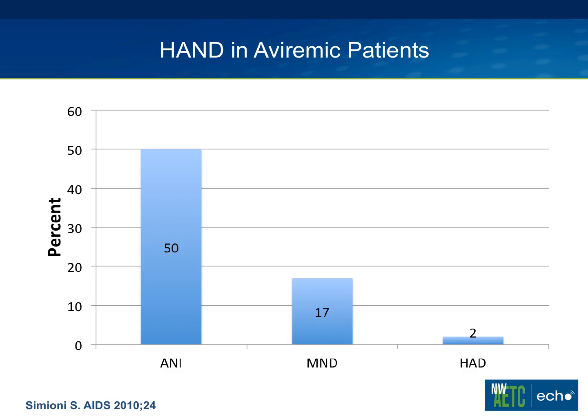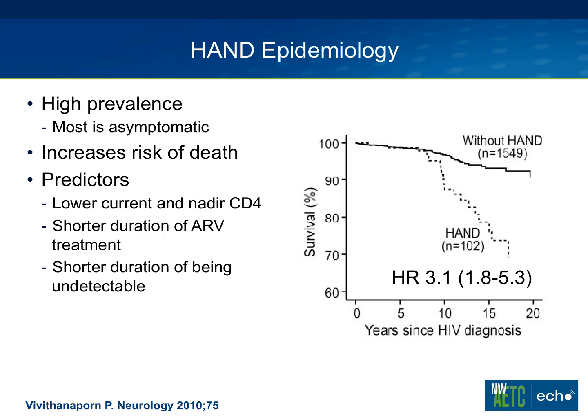This is a study that was done by an Italian group. It's a convenient sample of 100 individuals, and they estimated that 50% had ANI, 17% MND, and 2% HAD. So actually pretty similar to what was seen in CHARTER. So in terms of the epidemiology, there's a high prevalence of HAND, but most of it is asymptomatic.